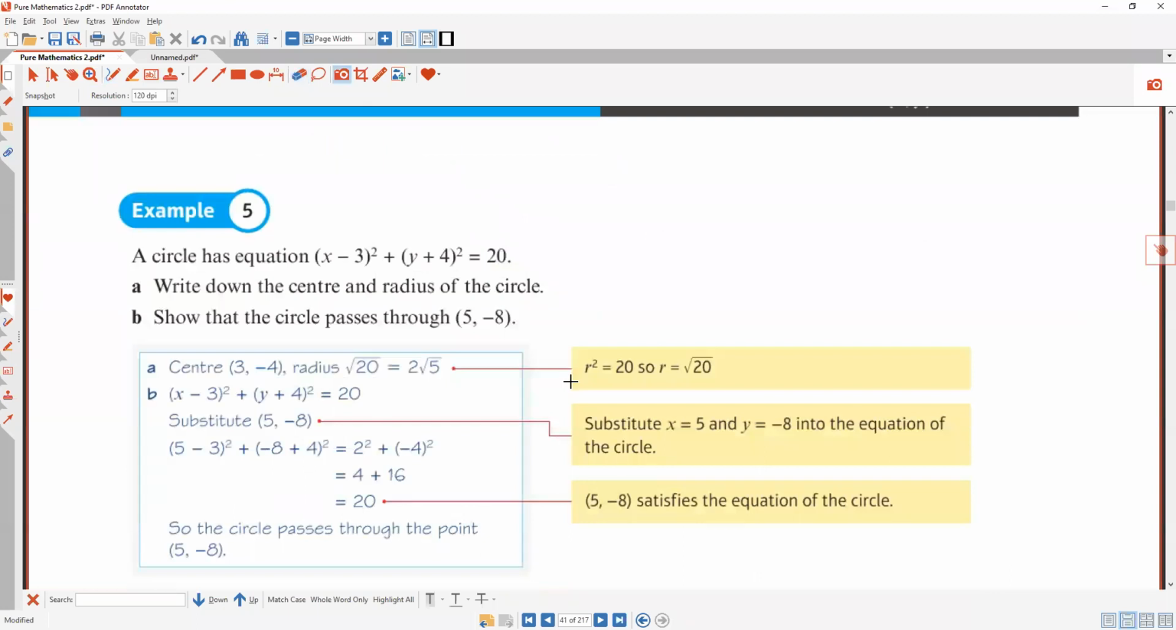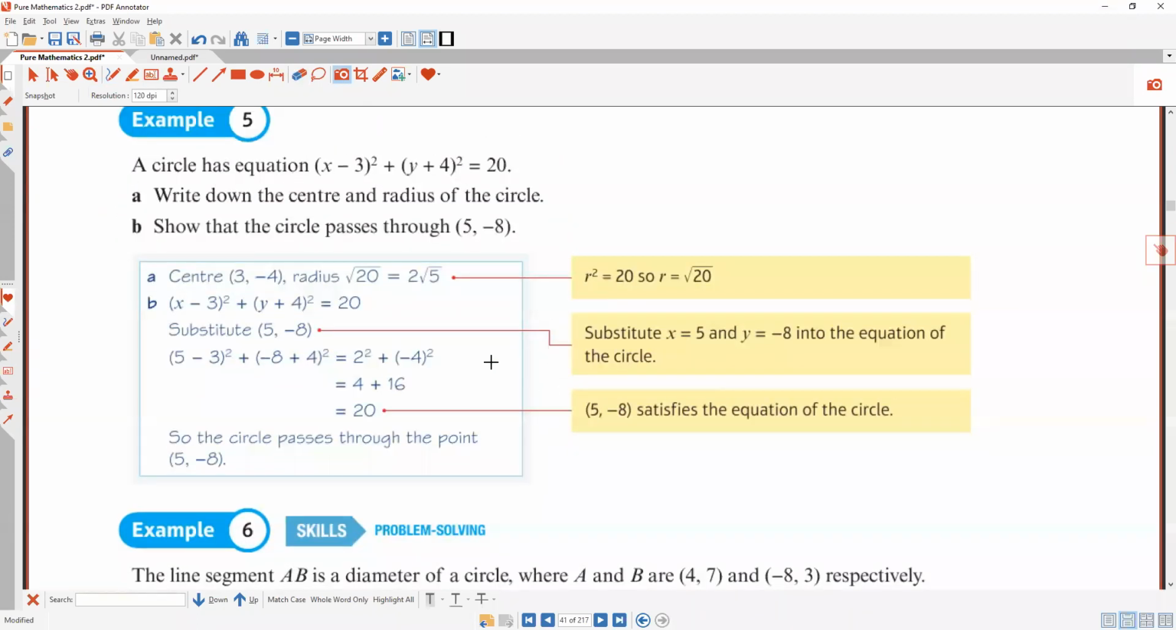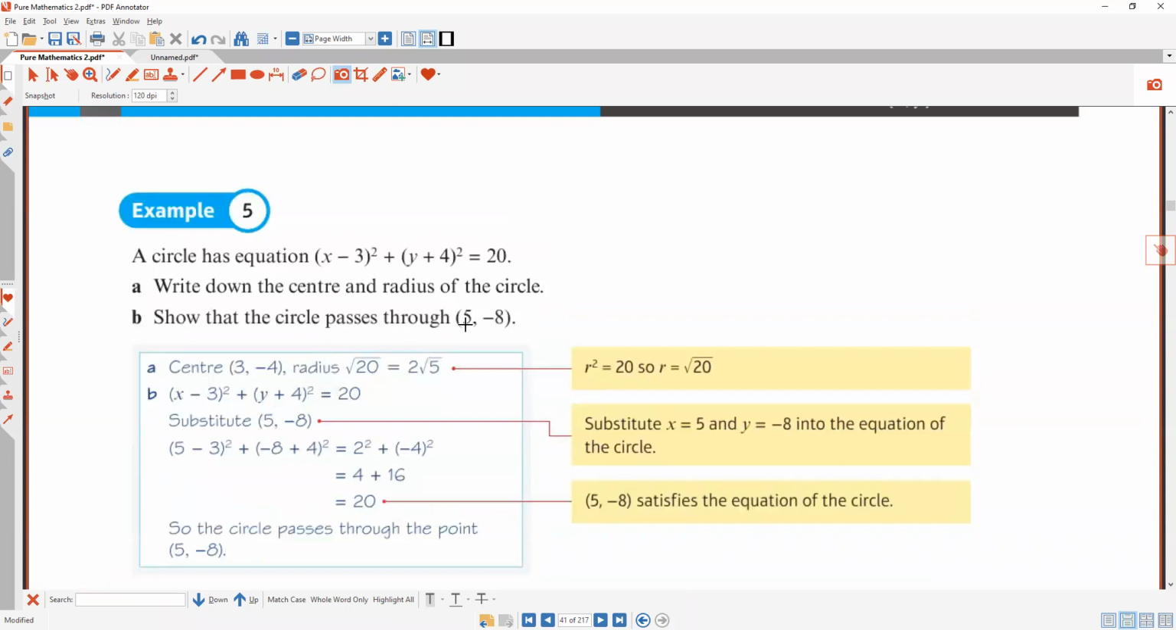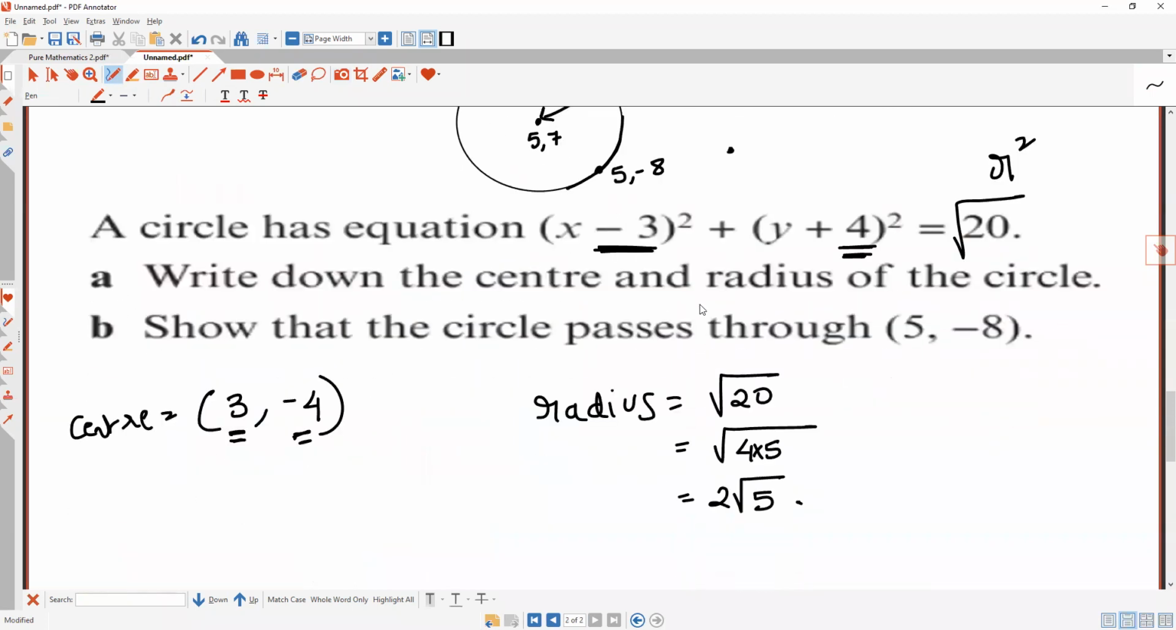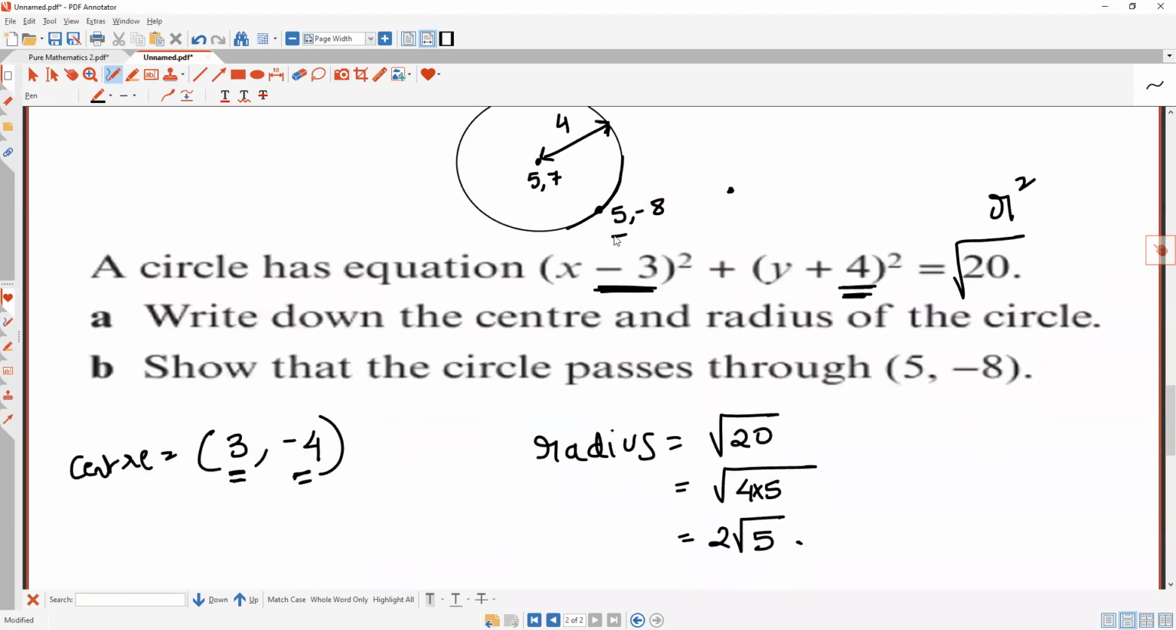Now, let's continue. They said show that the circle is passing through 5 comma minus 8. So I have to show that this circle is passing through 5 comma minus 8. Is it passing through 5 comma minus 8 or is it not? Very easy to do. All you have to do, you have to put 5 in place of x and minus 8 in place of y. You should get your left hand side equal to your right hand side. Then you know it is passing through.